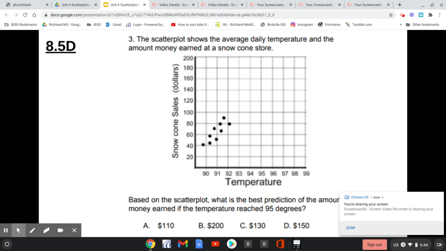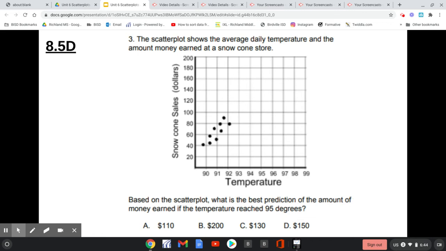Hey guys, these are some data prediction examples for 8.5D. We didn't make an example video for 8.11A because that was self-explanatory.